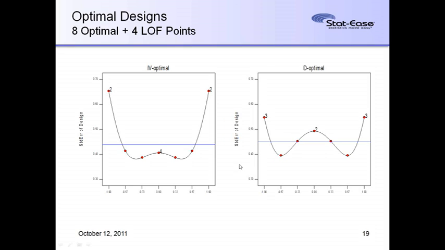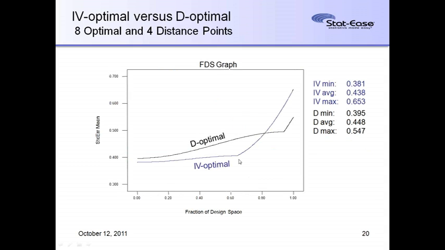Again, you can see the blue line representing the average standard error of prediction is a little bit lower for the IV optimal design than it is for the D-optimal design. But the maximums, which are at the vertices, are lower for the D-optimal design than they are for the IV optimal design. And so again, we could look at the FDS graph. We can see generally the IV is better. When we get out toward the very extremes, the D is better. And so the D beats the IV a little bit.